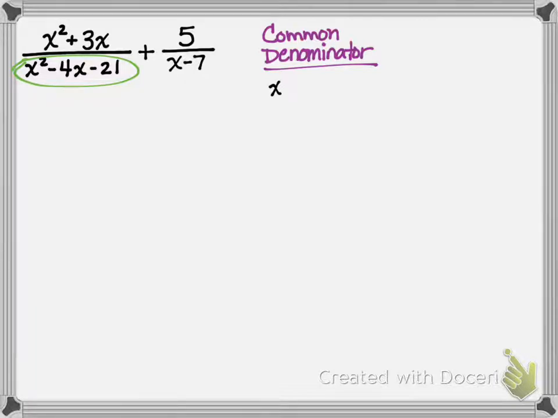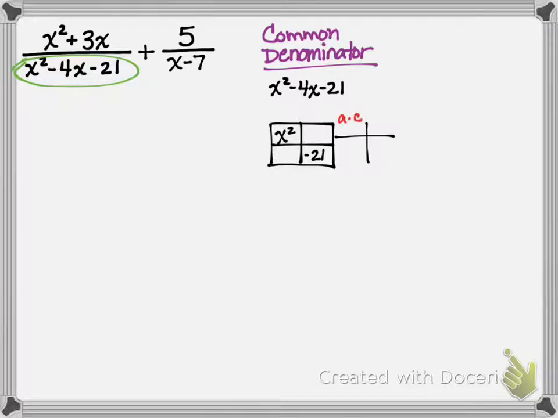I'm going to factor x squared minus 4x minus 21. So when I go to factor that, I'm going to use my area model. So I have x squared and negative 21. I need two numbers that when I multiply them together, I get the product of a times c, so negative 21x squared. But when I add them together, I get my b term, and my b term is negative 4x.